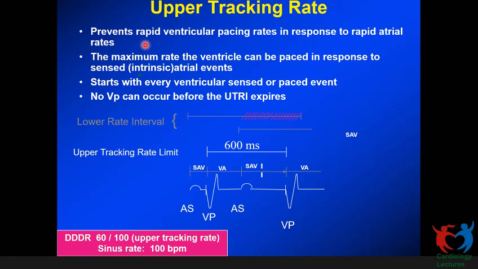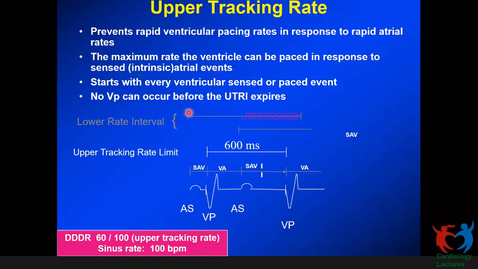And also, if there is an inappropriate sinus tachycardia or even appropriate sinus tachycardia in a patient who may have a coronary artery disease, you may not want to pace the ventricle at fast rates. So that's the reason for the upper tracking rate, which means the maximum rate at which the ventricle can be paced in response to a sensed atrial event. So that's what the upper tracking rate is.